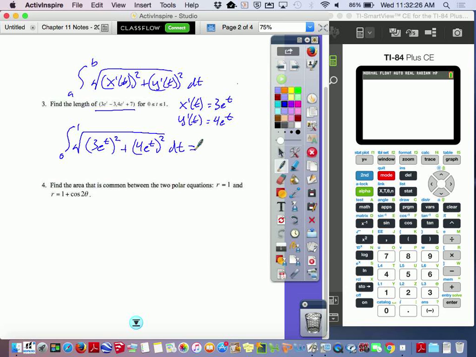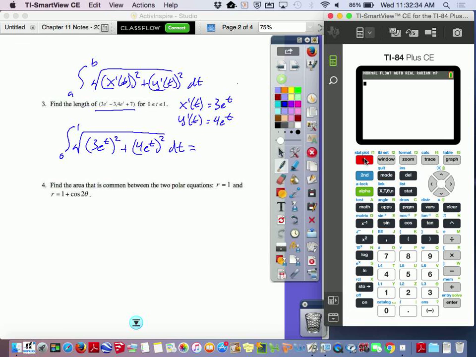So my recommendation is that even though this is in parametric mode, keep it in function mode to do this on the calculator. So when I go to y equals, I'm in function mode right now. I'm going to put each of these equations in. So I've got 3e^x and then 4e^x.